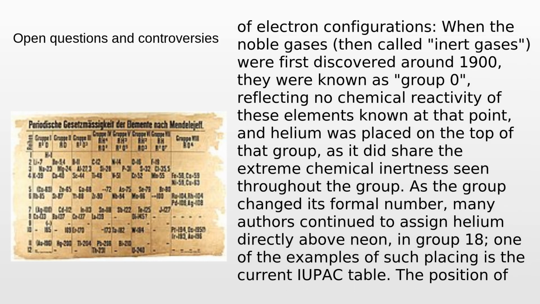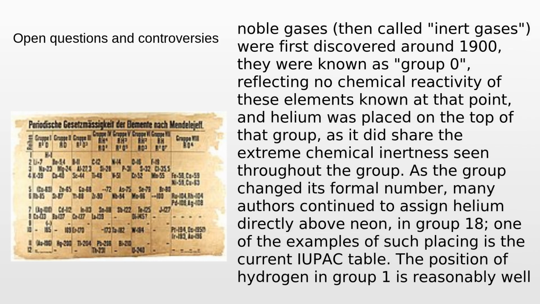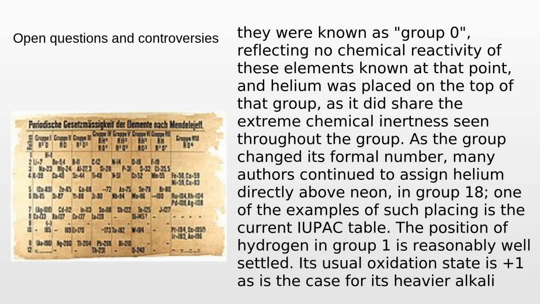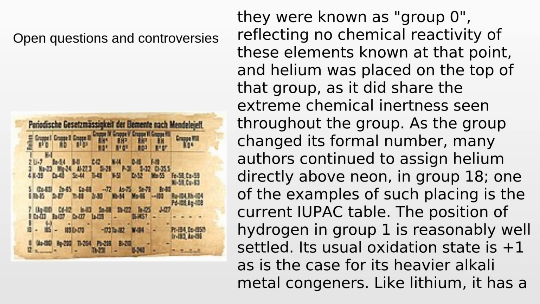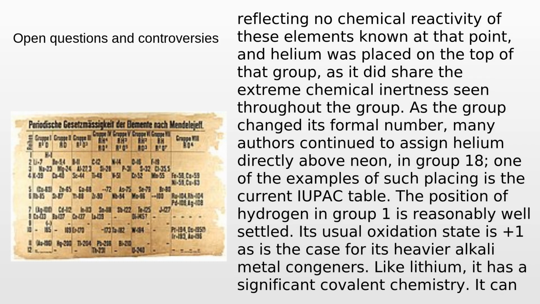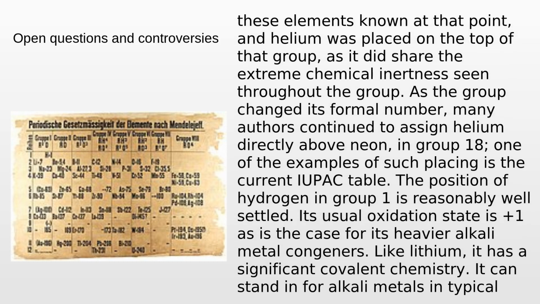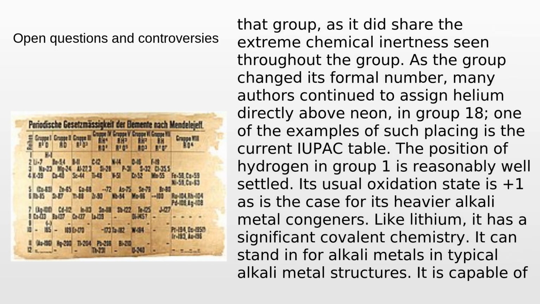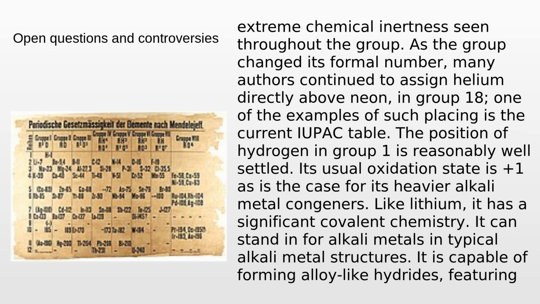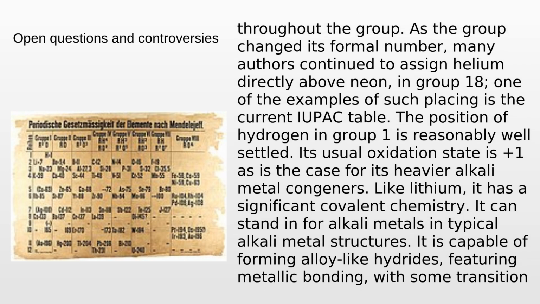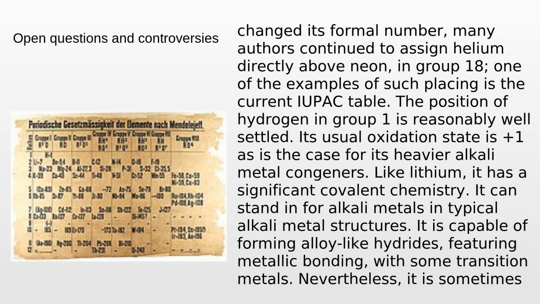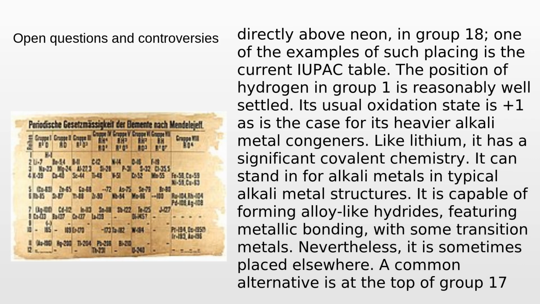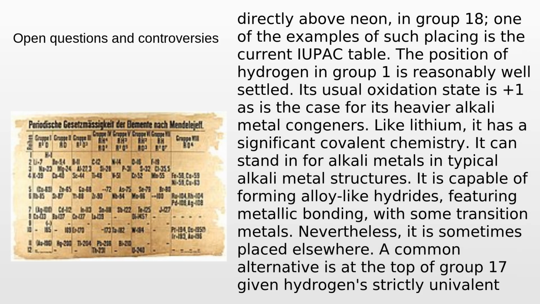When the noble gases, then called the inert gases, were first discovered around 1900, they were known as Group 0, reflecting no chemical reactivity of these elements known at that point, and helium was placed on the top of that group, as it did share the extreme chemical inertness seen throughout the group. As the group changed its formal number, many authors continued to assign helium directly above neon, in Group 18. One of the examples of such placing is the current IUPAC table.